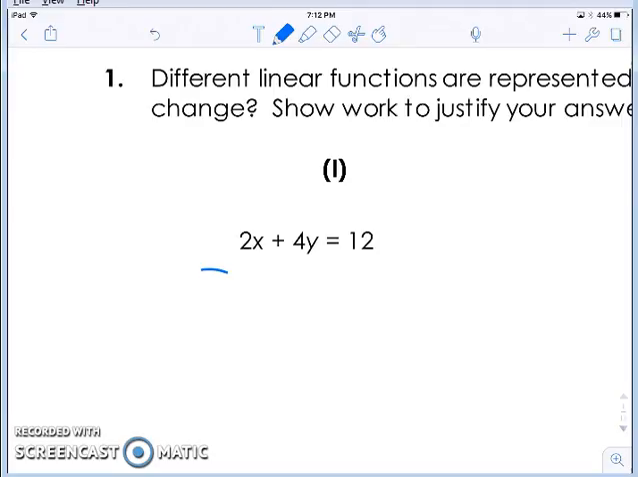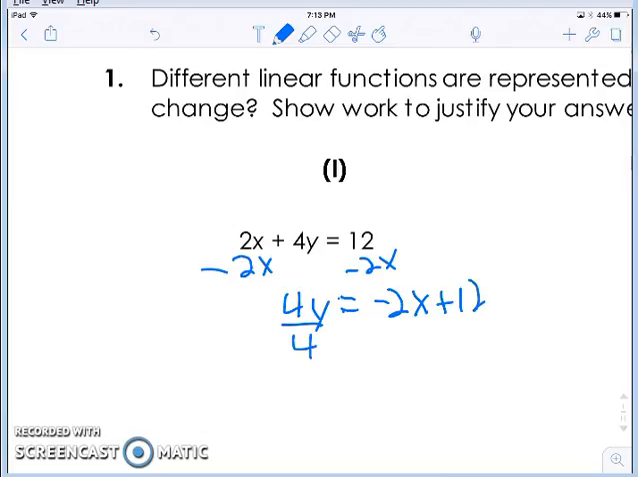So we have unlike terms, so we're going to leave that as negative 2x plus 12, and then we're going to divide every little part by 4. That's the same as dividing both sides by 4. And now we have it in slope-intercept form. And our slope is negative 1/2.